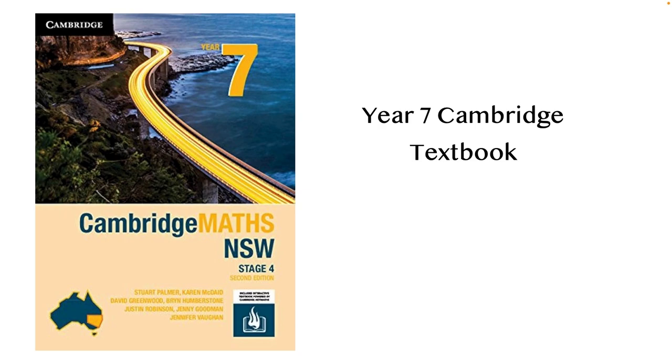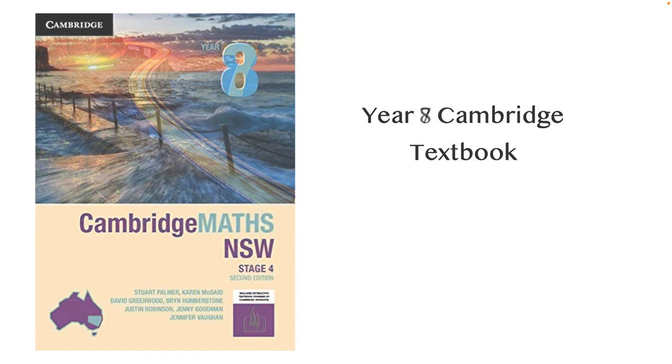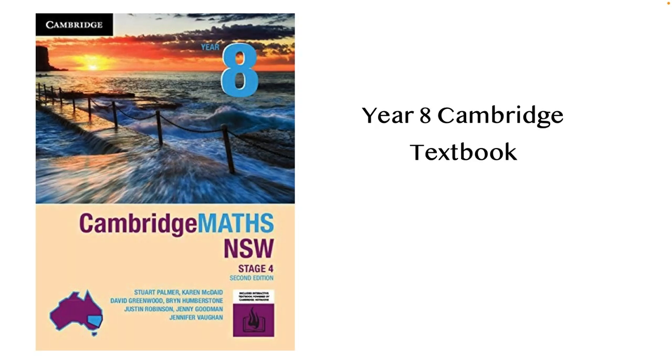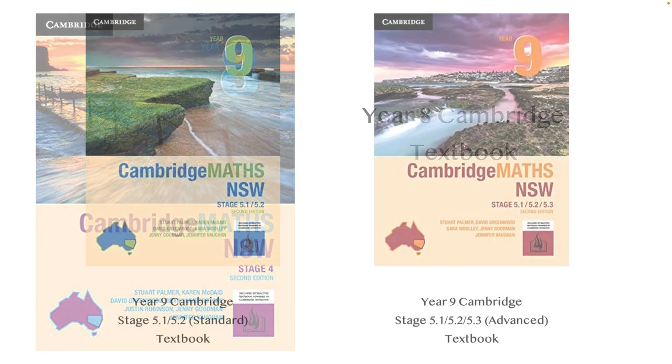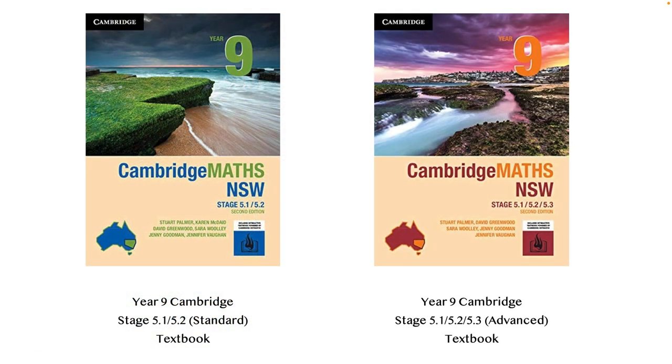Then we have the year 8 textbook, which is a bit harder, but not very hard. All the way from year 7 to 8, there's only one textbook, but in year 9 you have two textbooks. You have the stage 5.1/5.2 textbook and the stage 5.1/5.2/5.3 textbook. The first one I'd like to call standard or 1U, and the second one I'd like to call advanced or 2U.